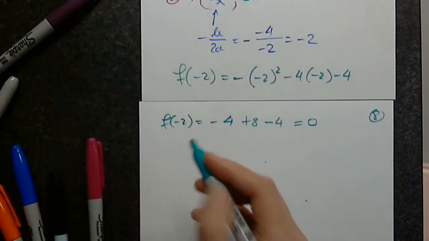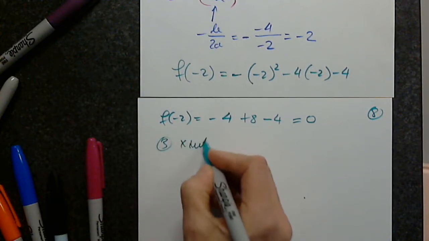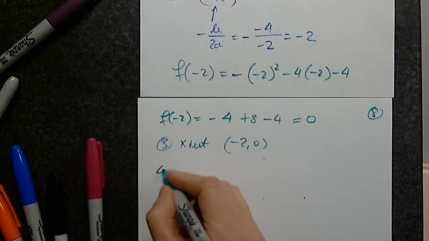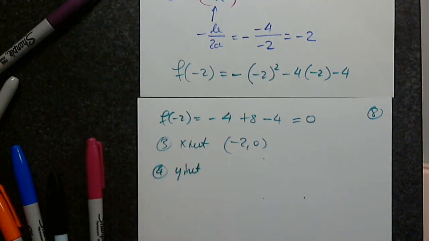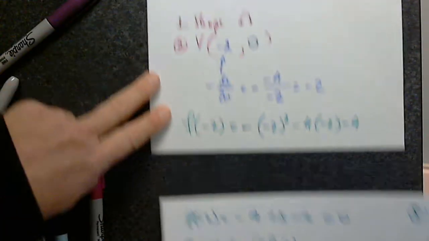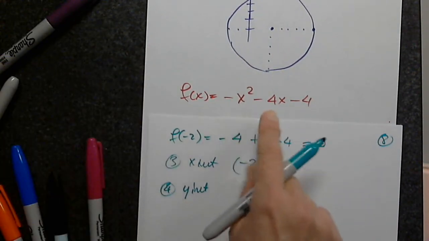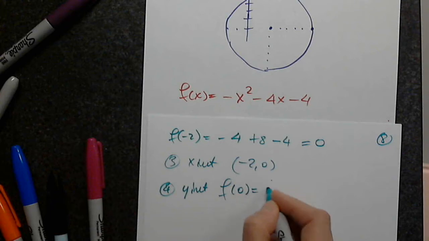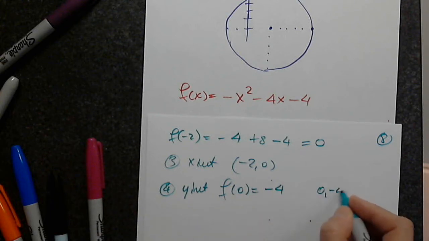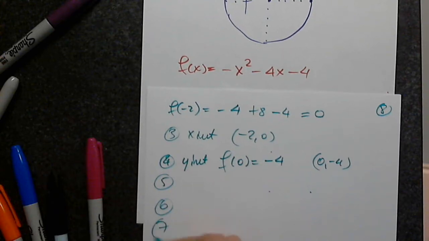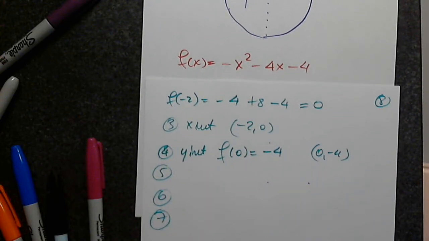So in number 3, x-intercepts, -2, 0. Number 4, y-intercept. How do I find the y-intercept? I plug in. Exactly. Thank you. So it's -4. 0, -4. 5, 6, and 7, as we know, they're just words.